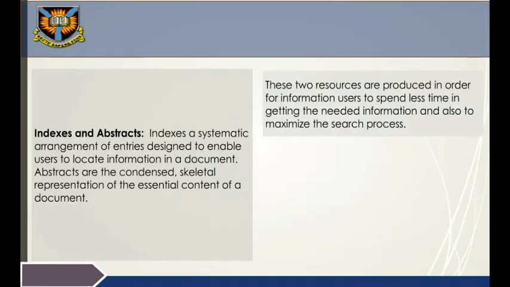Indexes is a systematic arrangement of entries designed to enable users to locate information in a document. Abstracts are the condensed skeletal representation of the essential content of a document. These two resources are produced in order for information users to spend less time in getting the needed information and also to maximize the research process.